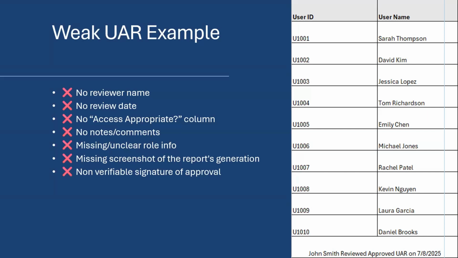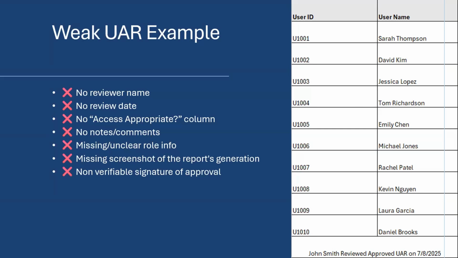All right. This is a weak example of a user access review. No review name, no reviewer name. Actually, there is a reviewer name on there. Okay, that's my bad. John Smith reviewed it, and then the review date. But technically, it's an Excel file. I don't know who wrote that in that field. As an auditor, that cell, John Smith reviewed and approved UAR, I have no idea who reviewed that because anyone can write that. So I don't know who did that, right?